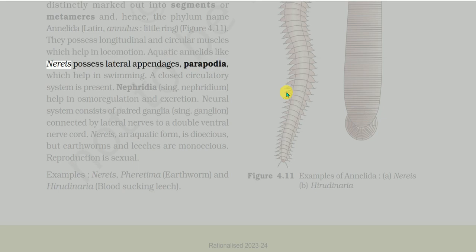Aquatic annelids like Nereis possess lateral appendages, parapodia, which help in swimming. A closed circulatory system is present. Nephridia, sing. nephridium, help in osmoregulation and excretion. Neural system consists of paired ganglia, sing. ganglion, connected by lateral nerves to a double ventral nerve cord. Nereis, an aquatic form, is dioecious, but earthworms and leeches are monoecious. Reproduction is sexual.